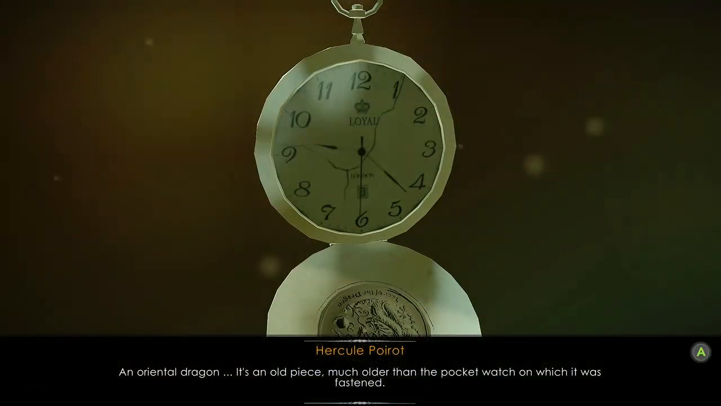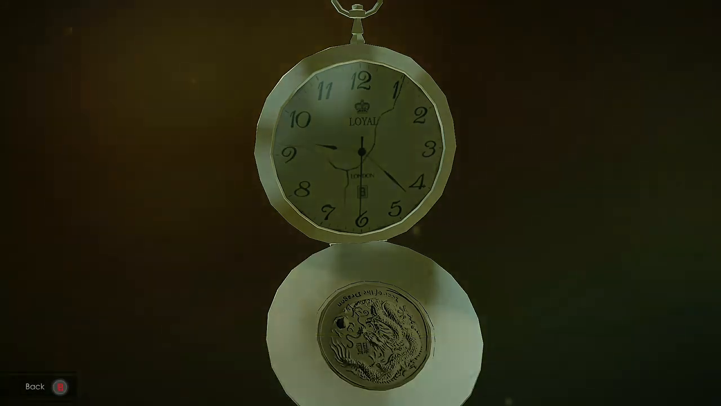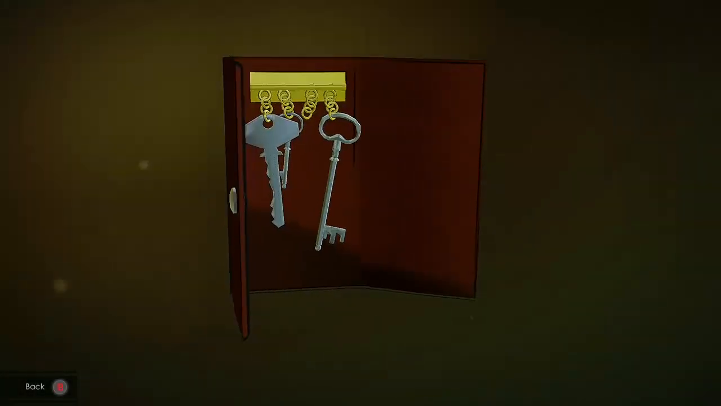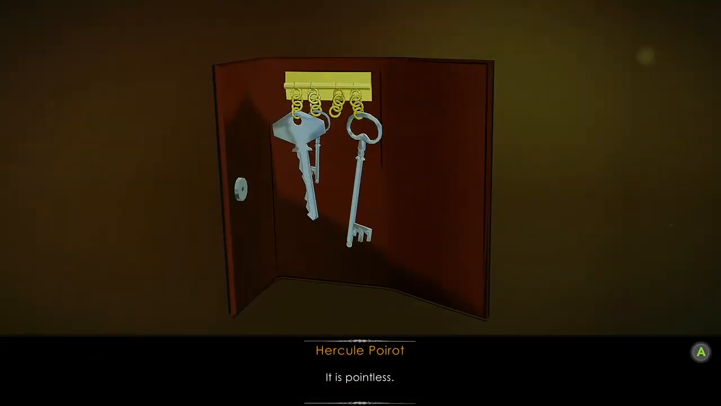An oriental dragon watch. It's an old piece, much older than the pocket watch on which it was fastened. Old piece means expensive. So not money again. It is pointless.